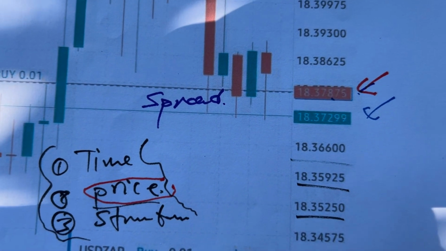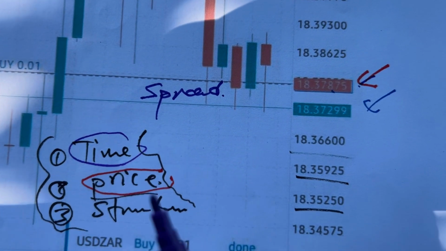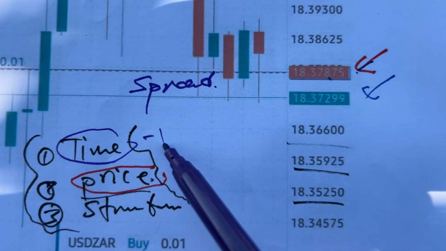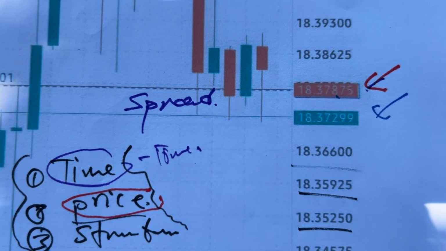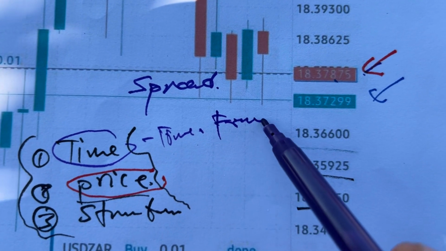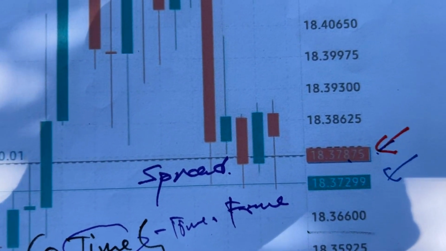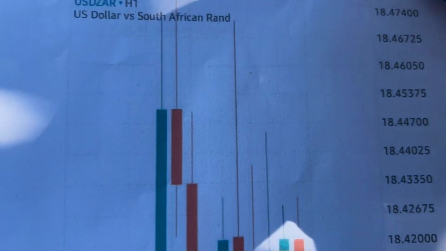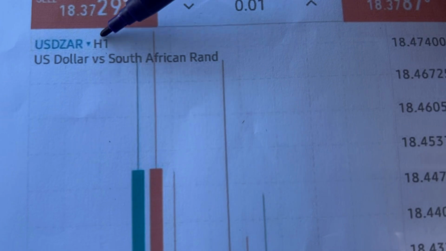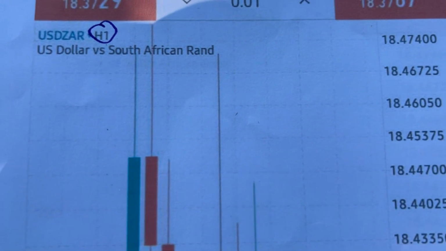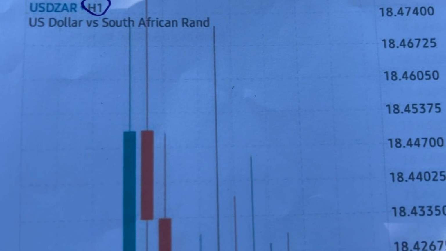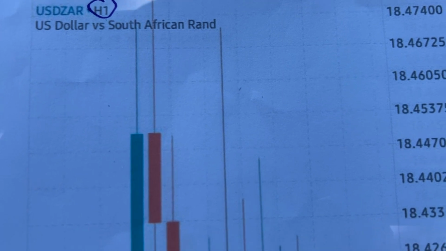And then also, we have time. Time, we're talking about time frame. In the time frame, many of us traders who are new, or have been trading, are mostly confused with the time frame. As you can see here, we're at H1, which is the 1 hour time frame. All right, that's H1, the 1 hour time frame.